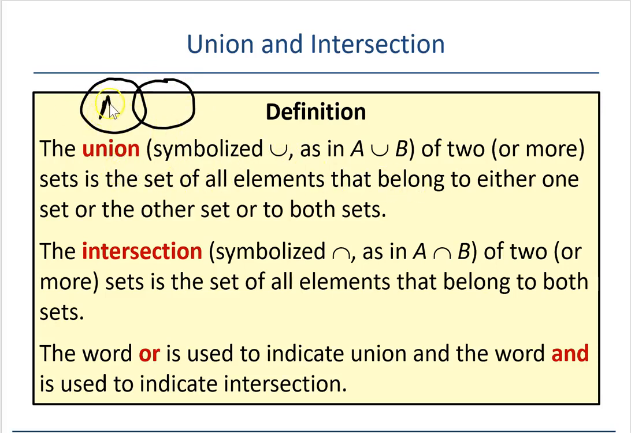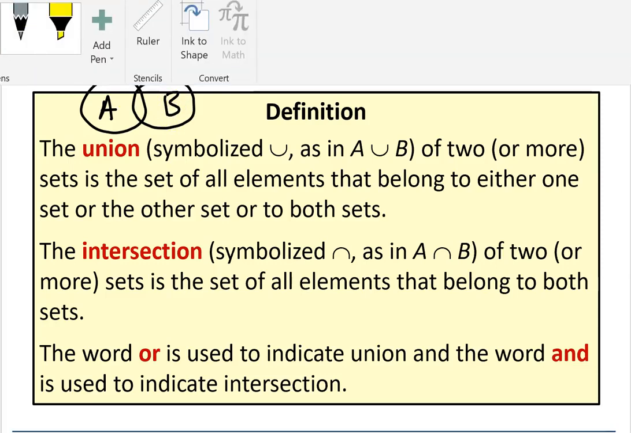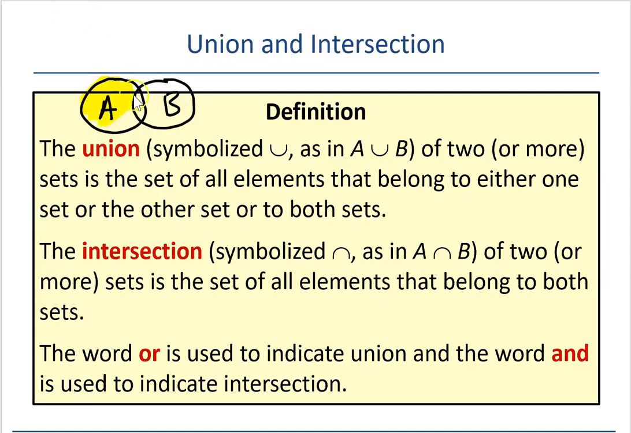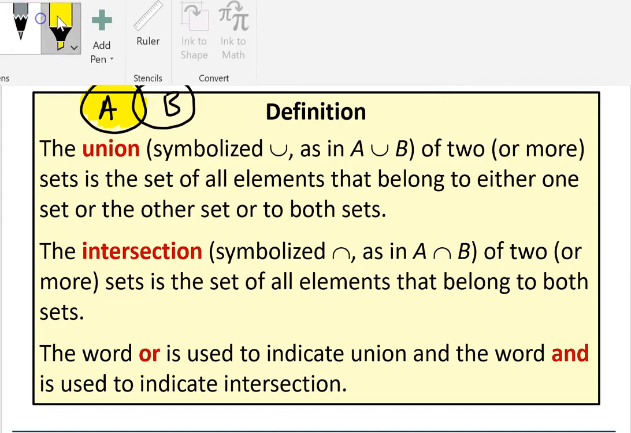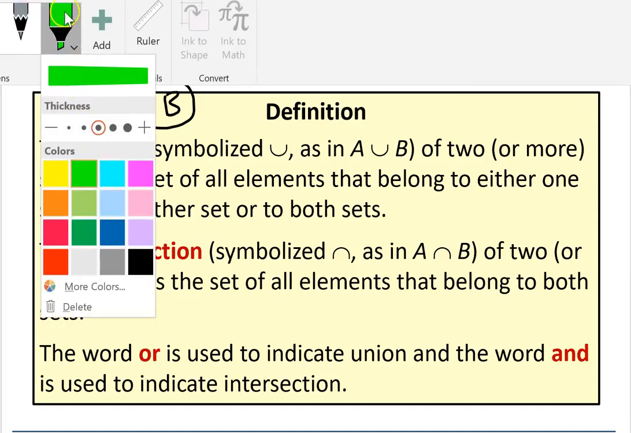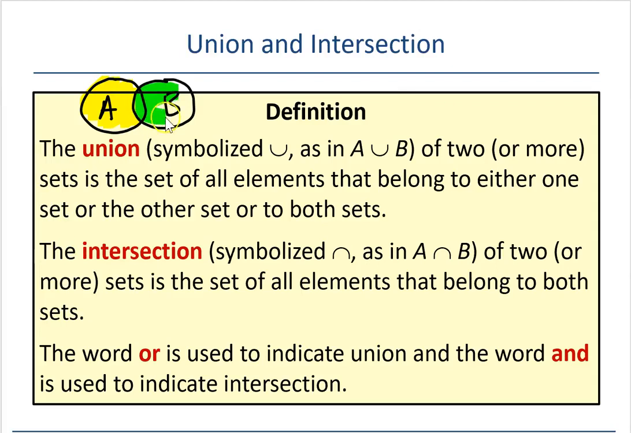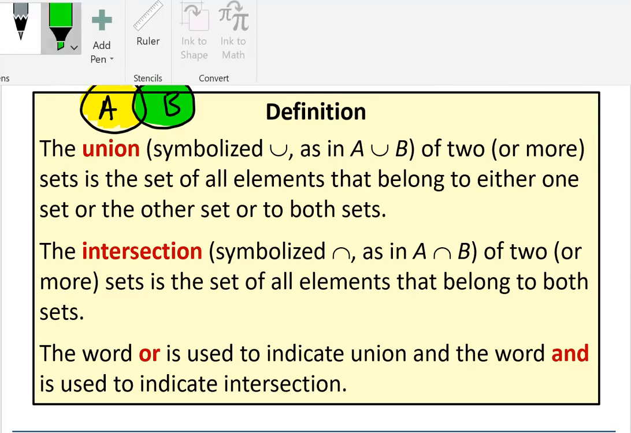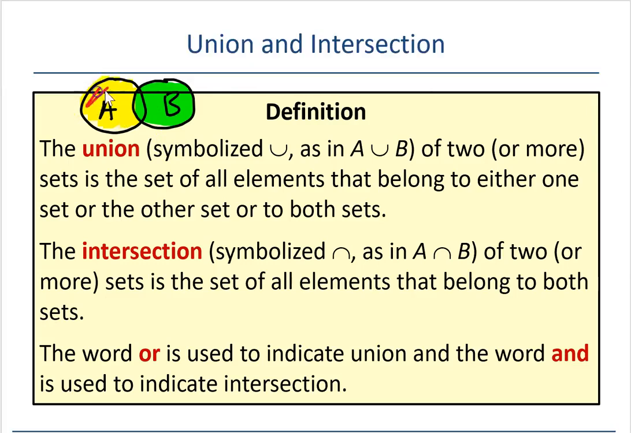So if I've got a set, say here A, and a set B, notice I can come here and go, well, this part is A. This part right here is B. But the union is going to include all of this right here. So instead of this being separated, I would say the union includes everything.